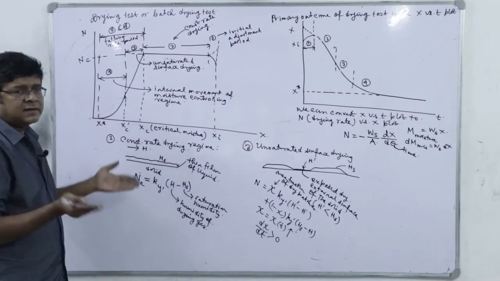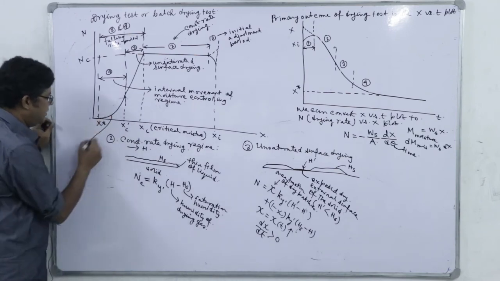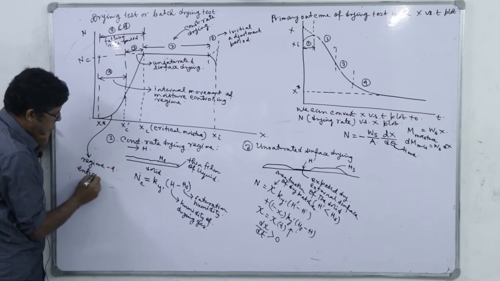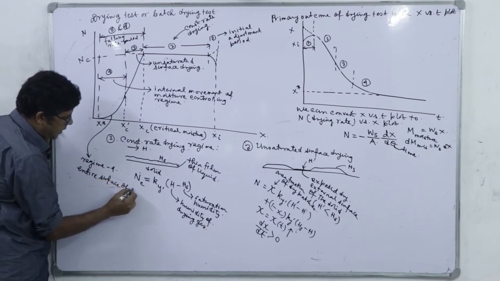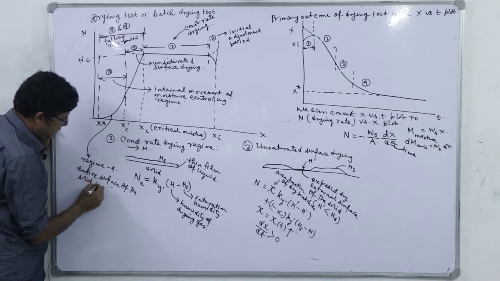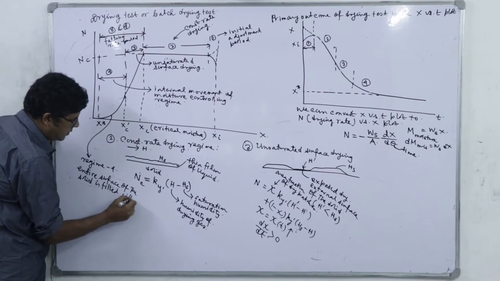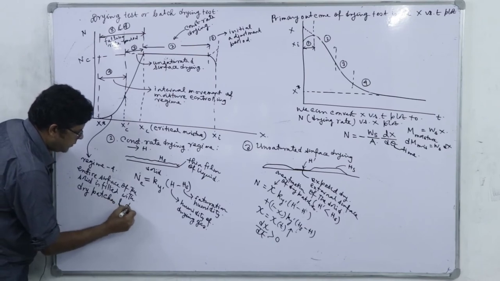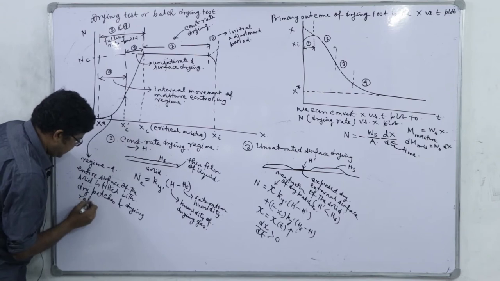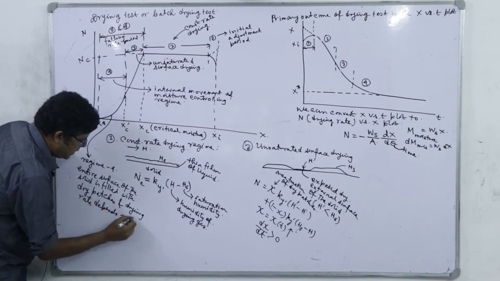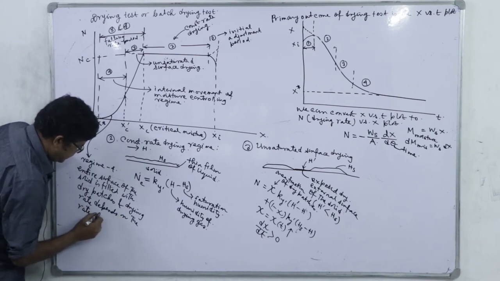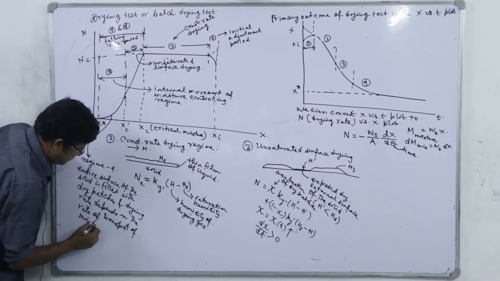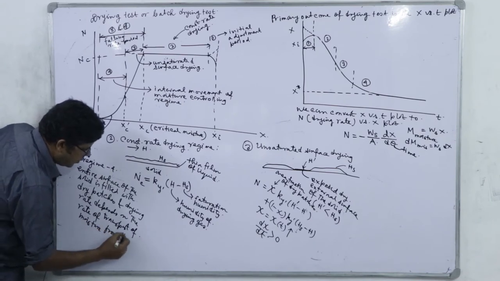And after this stage, what happens? The entire surface of the solid is dry, right? Regime 4: the entire surface of the solid is filled with dry patches, and the drying rate depends on the rate of transport of moisture from the core of the solid.